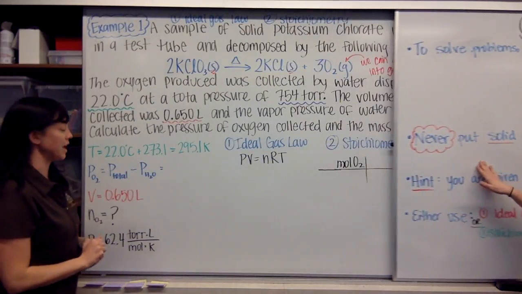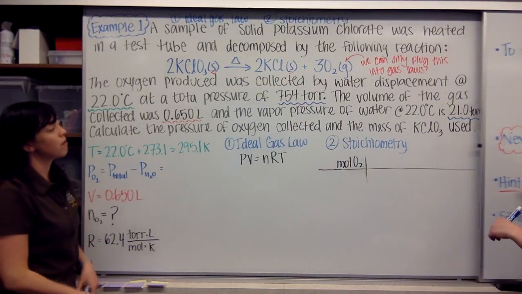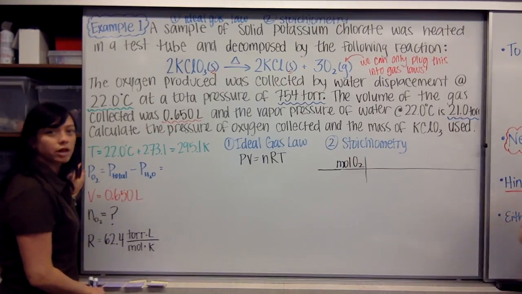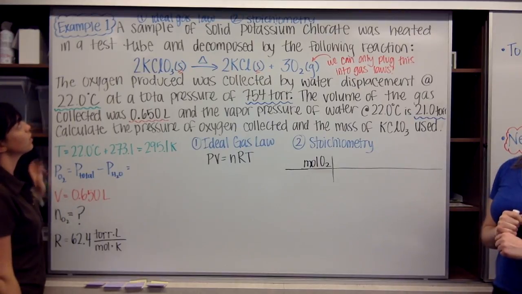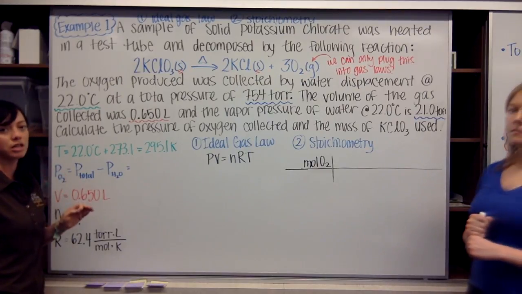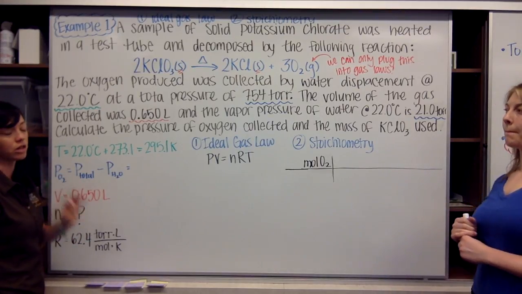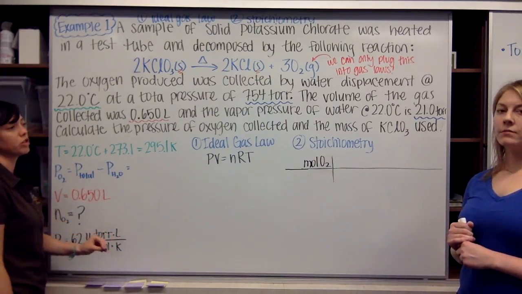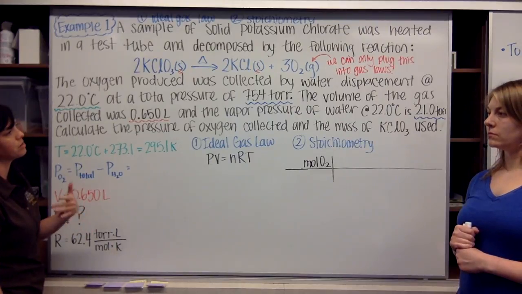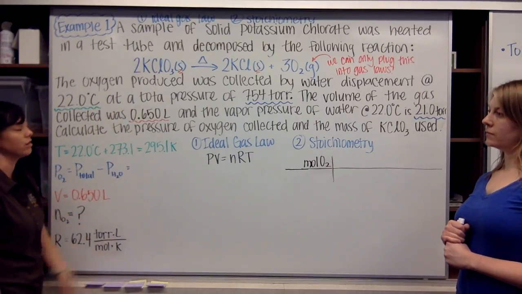Okay, so I'm going to show you one version where we are starting with plugging something into the ideal gas law to solve for the number of moles. And then we are going to use that, use stoichiometry to figure out the grams of potassium chlorate.